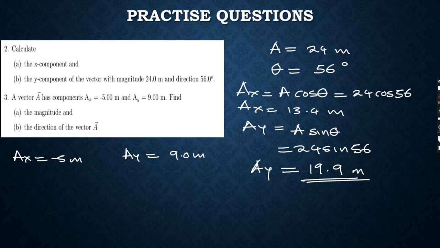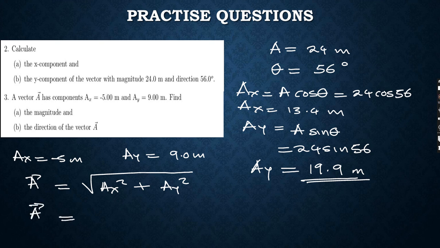So to find the magnitude of vector A, we use this formula, a x squared plus a y squared. We are going to replace the given values. We have our a x is negative 5 squared, then 9 squared. What is the answer, guys?